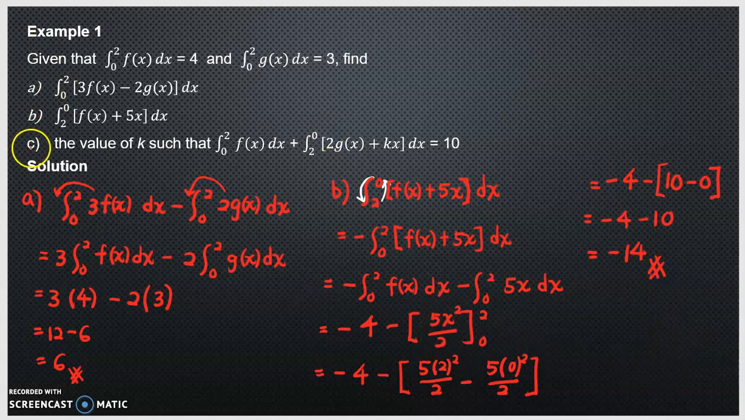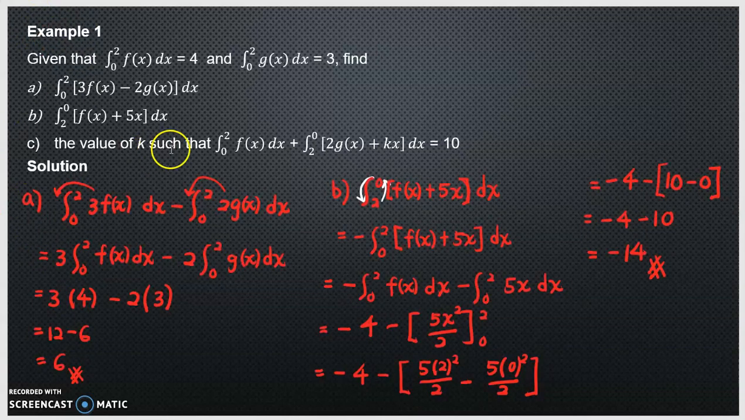Next, we look at question C. Find the value of k such that integration from 0 to 2 for the function of f(x) with respect to x plus, again, you can see here is 2 to 0. Next, we will interchange this value, and this is equals to 10. So let's say C. Let's look at the question.